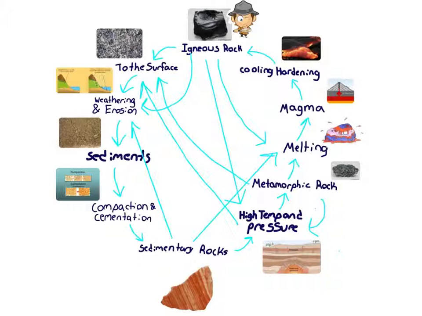The rock cycle does not always go like this. For example, igneous rock could go straight to melting, to high temperature and pressure, or weathering and erosion. And sedimentary rock could go straight to melting, weathering and erosion, or high temperature and pressure. And metamorphic rock can go to high temperature and pressure and to the surface, and high pressure and temperature can go straight to the surface. So this process takes a really long time to change into many different rocks, but this is the rock cycle.